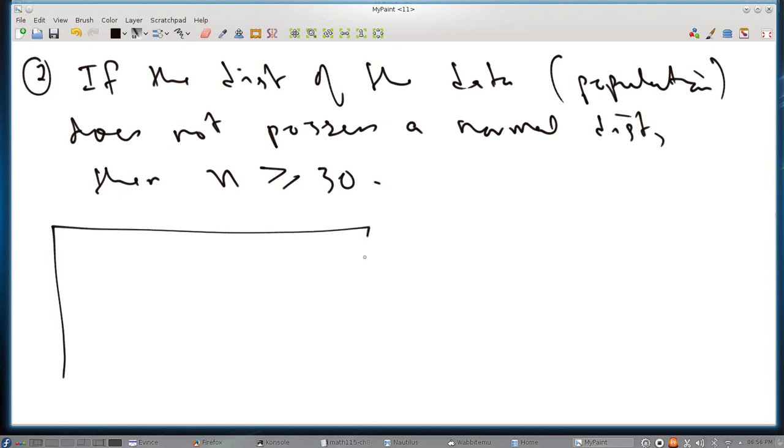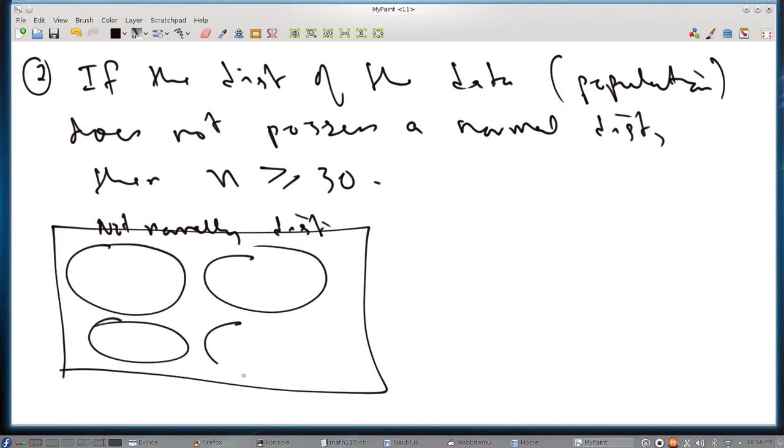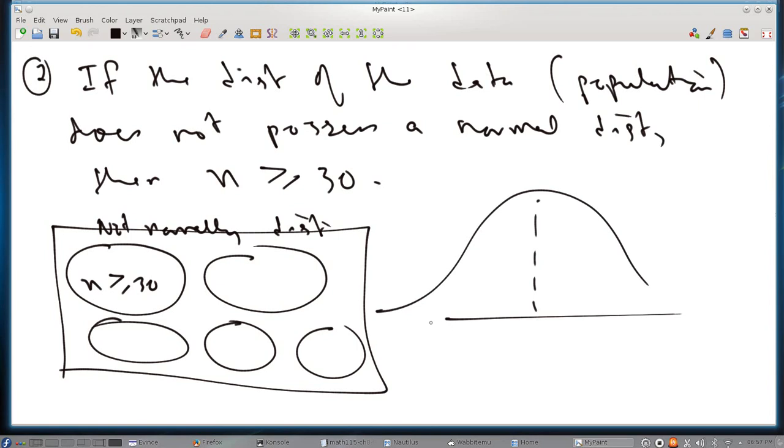So what that means is that if you have a population that is not normally distributed, then for the samples that you collect, it doesn't matter how many, they have to have sample size at least 30. You have to collect samples with at least 30 data points in order to produce a sampling distribution that has a normal property like that. Does it make sense?